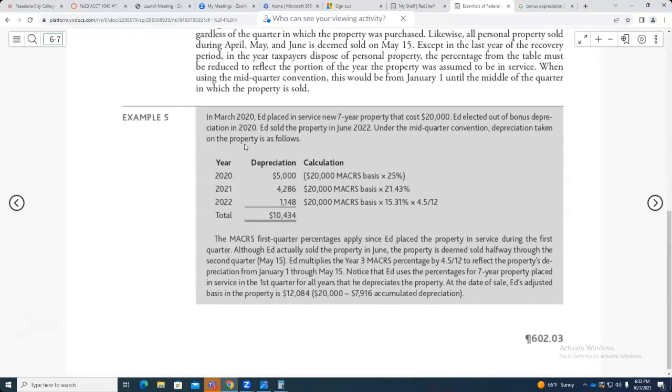And then we stop class at this point. In March 2020, Ed placed in service 7 years property that cost $20,000. Ed elected out of bonus depreciation, so no more bonus, okay? Ed sold the property in June 2022. So that was 2020, and then sold in June. June is the second quarter, right? January, February, March, April, May, June. Yes, second quarter. Under the mid-quarter convention, depreciation taken on the property is as follows.